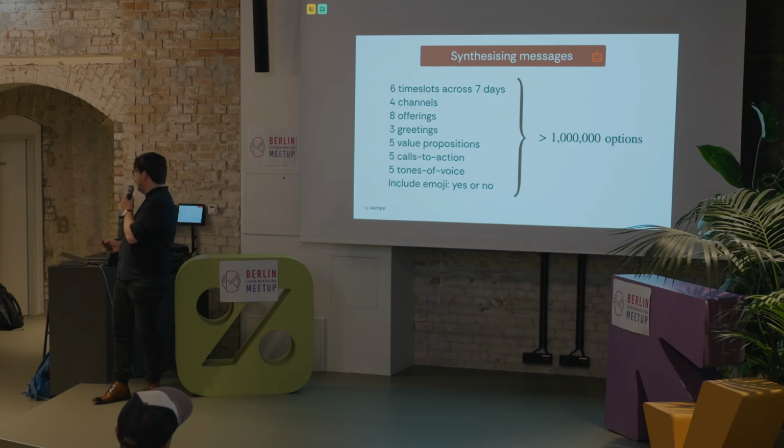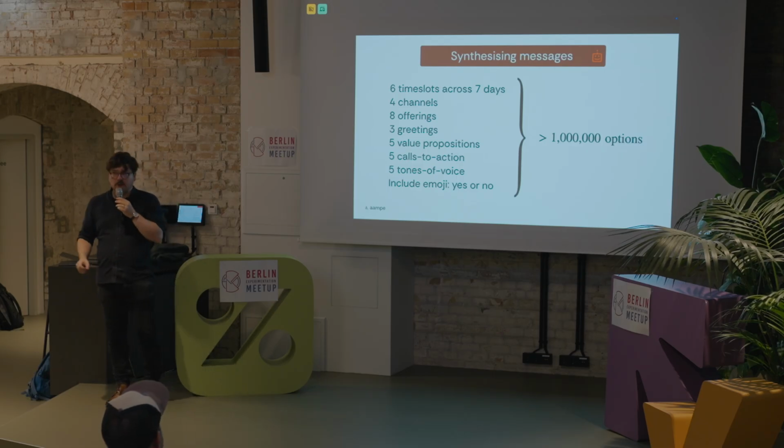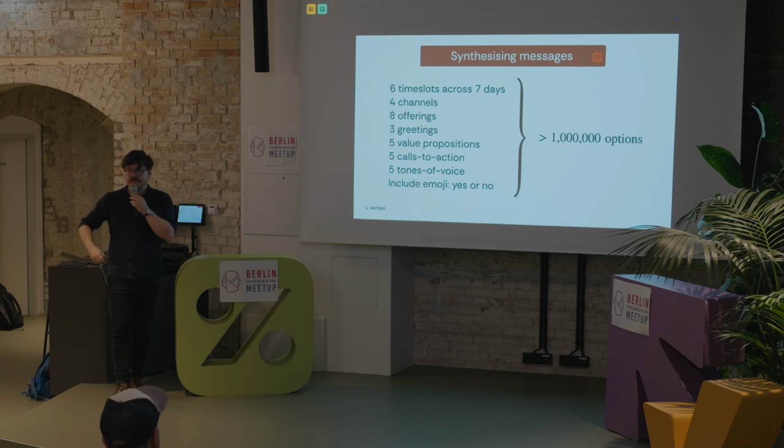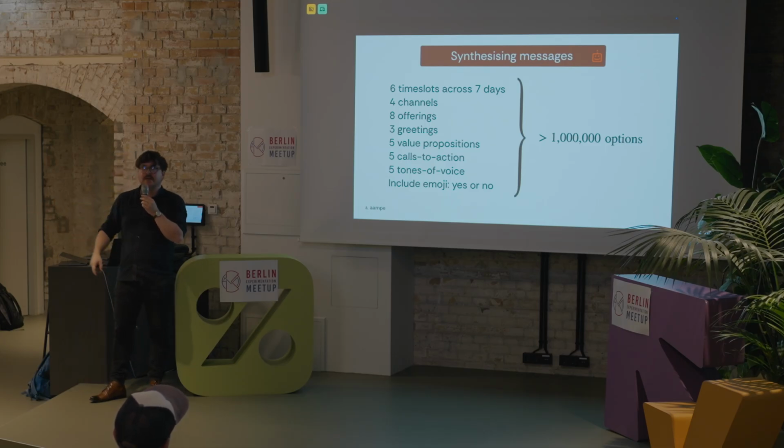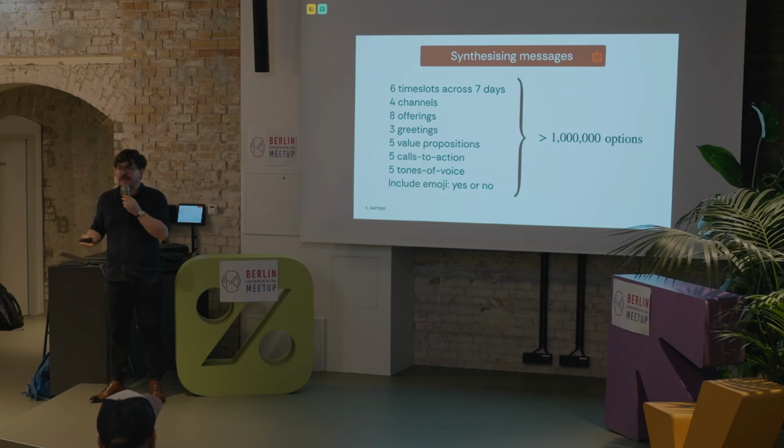Okay, so that's great. We know how to measure something, and we know how to turn it into a decision. So let's think about a reasonable example of how we want to do this. Maybe we have 6 time slots across 7 days. There's a couple of channels. We can send push notifications, an email, maybe a WhatsApp message. There's a few different offerings, right? None of those numbers seem unreasonable to me. They even seem quite low.